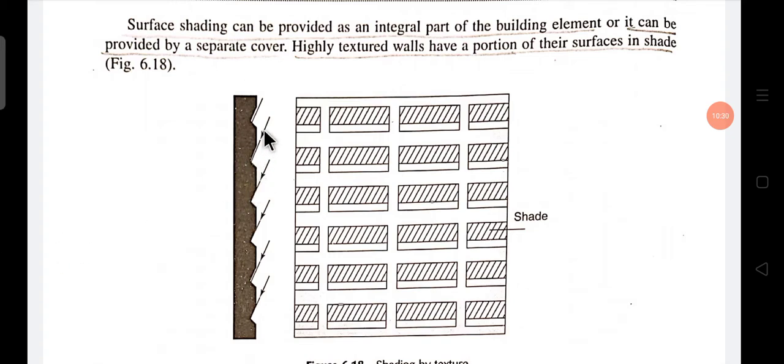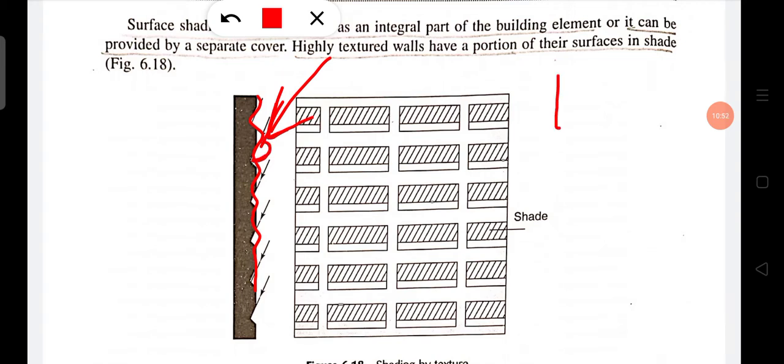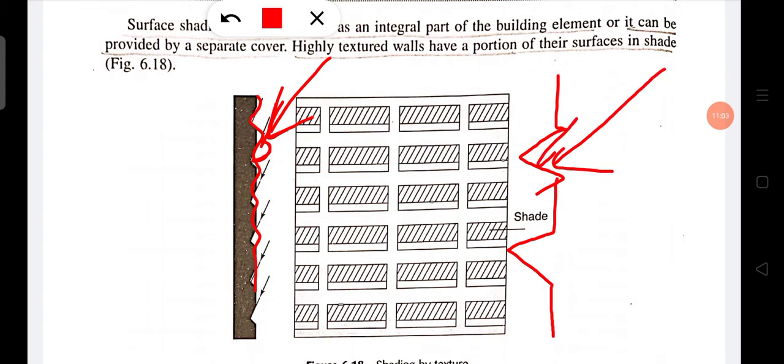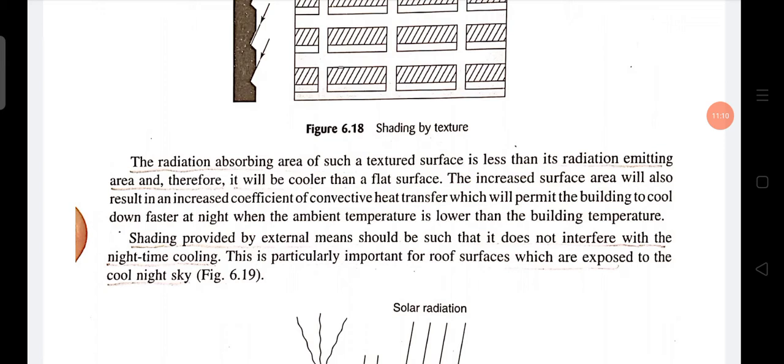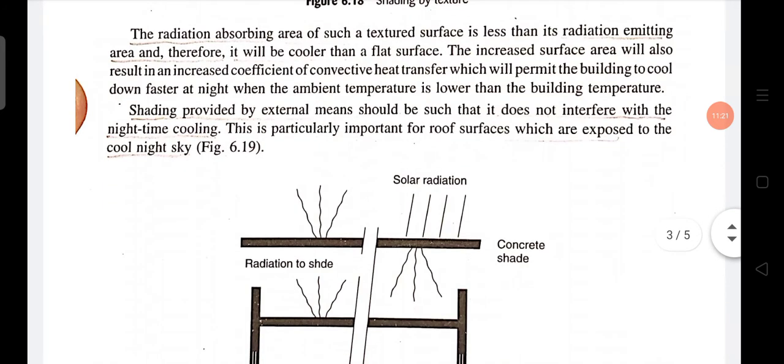Here you see this is our wall, and due to this irregular structure, this is the radiation, and this is shading. That means if we make our wall irregular, this much is shaded. By roughly texturing our wall, we can get some shading from direct radiation. The radiation absorbed is reduced. Then this is one way.